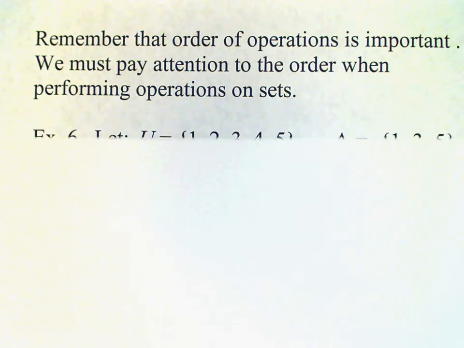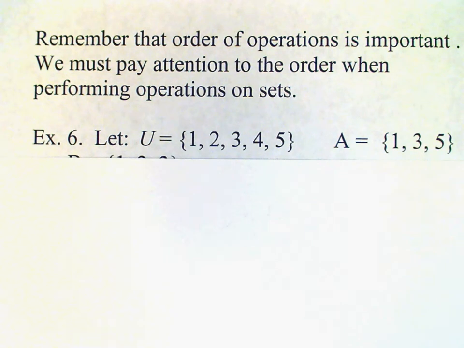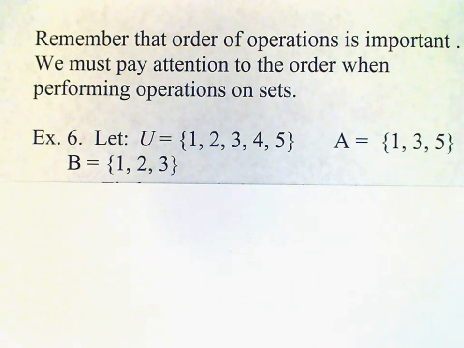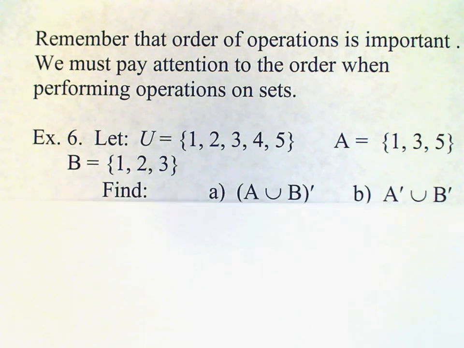So for example, we have universal set 1, 2, 3, 4, 5. A is 1, 3, 5, and B is 1, 2, 3. And I want to compute the complement of the union of those two sets, and then the union of their complements.